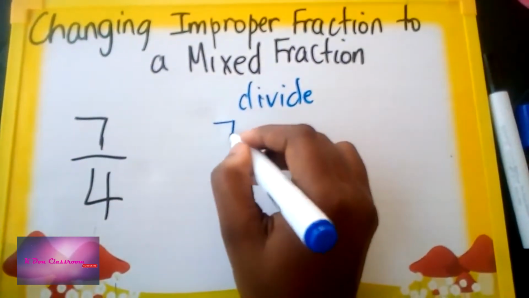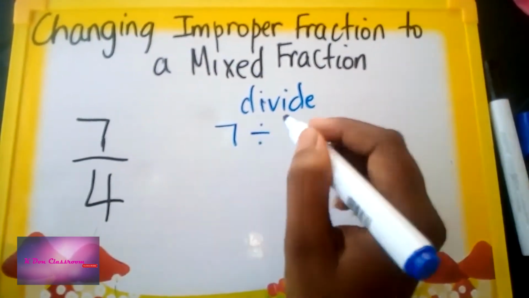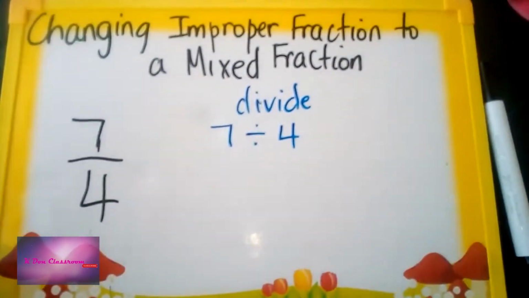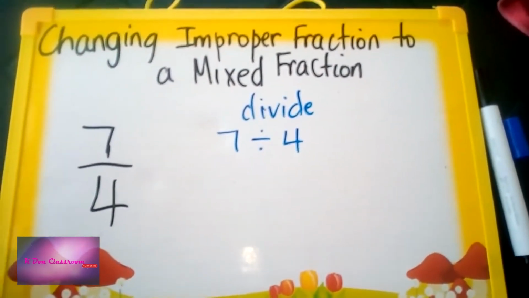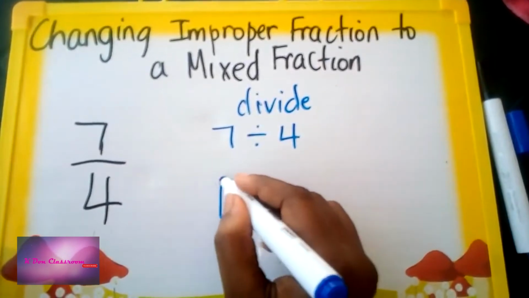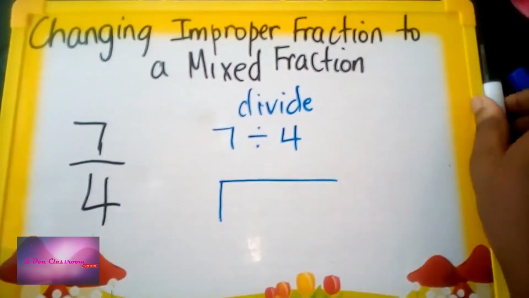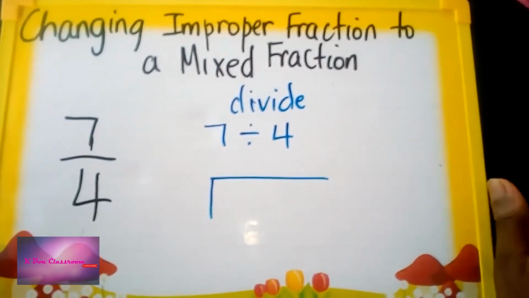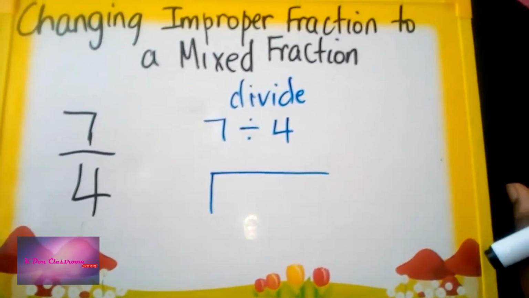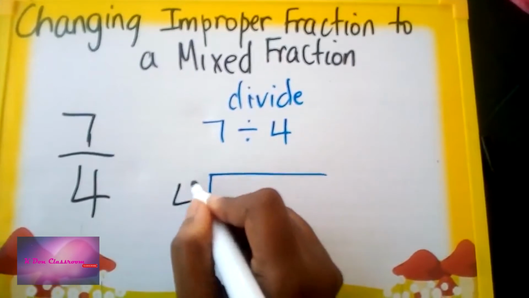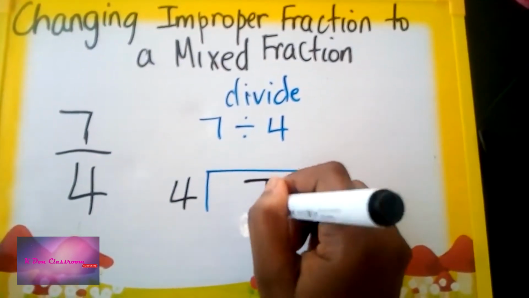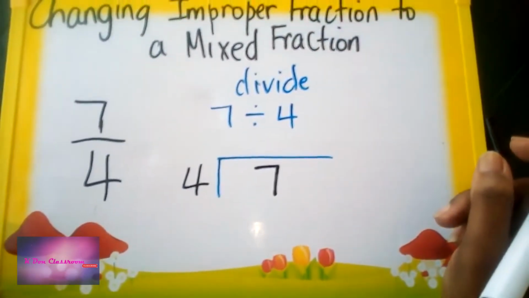So this becomes 7 divided by 4. Alright, so let's set that out now. We're going to go ahead and solve. My 4 is my divisor, so it goes on the outside, and the 7 is my dividend, so it goes on the inside.